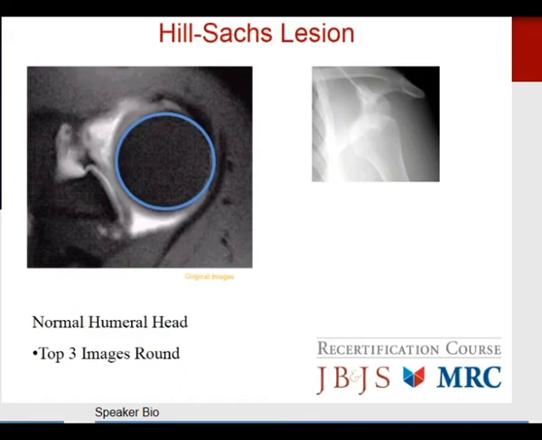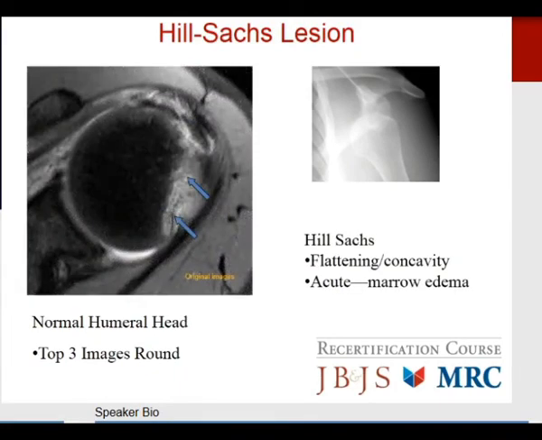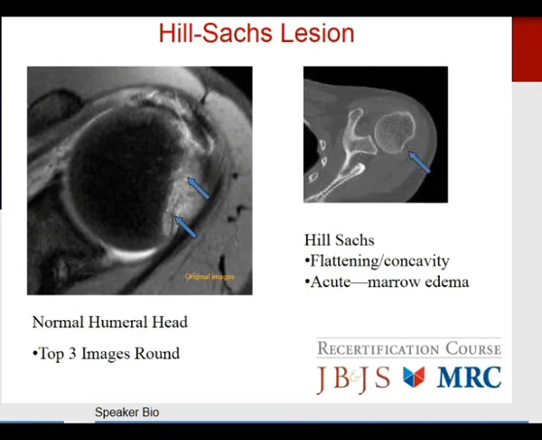After dislocation, then you get this impaction type injury. You get flattening or concavity along the posterolateral aspect of the humeral head. In the acute setting, you can see marrow edema, as we see in this particular case. And this represents a Hill-Sachs lesion and indicates a recent or a prior anterior subluxation event. This can also be shown on CT imaging.